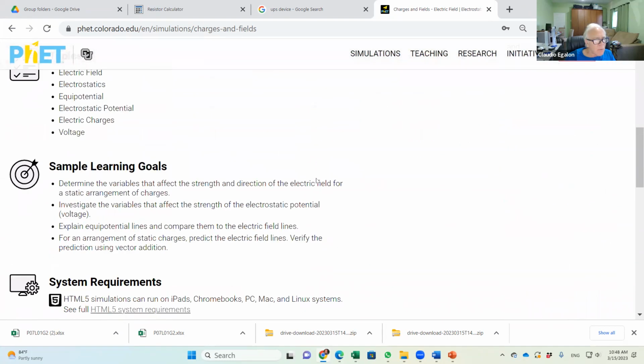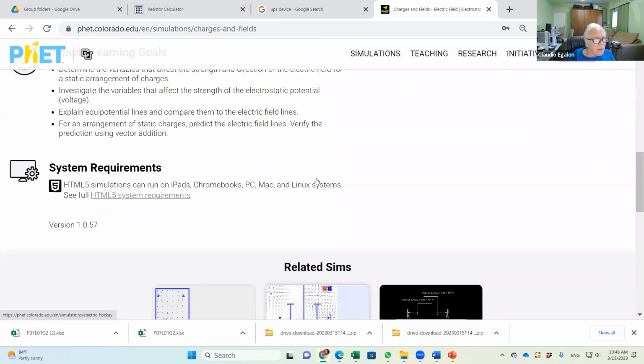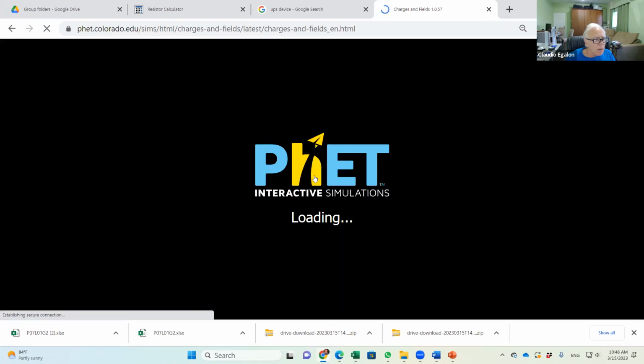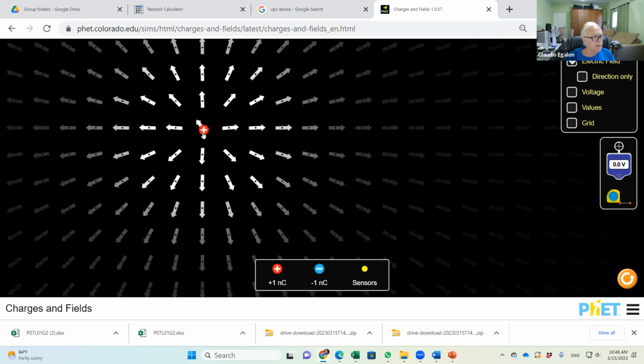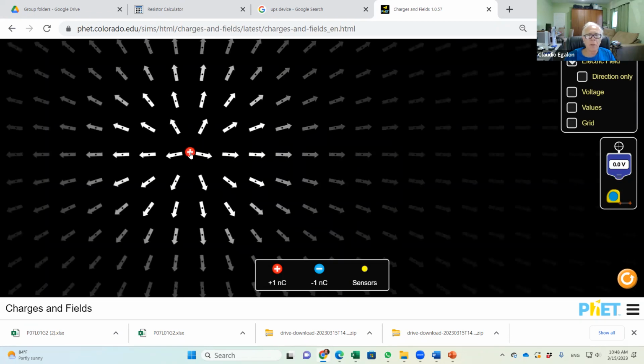Looks like they changed the website. Okay, so here you go. Here's the electric field of a point charge.